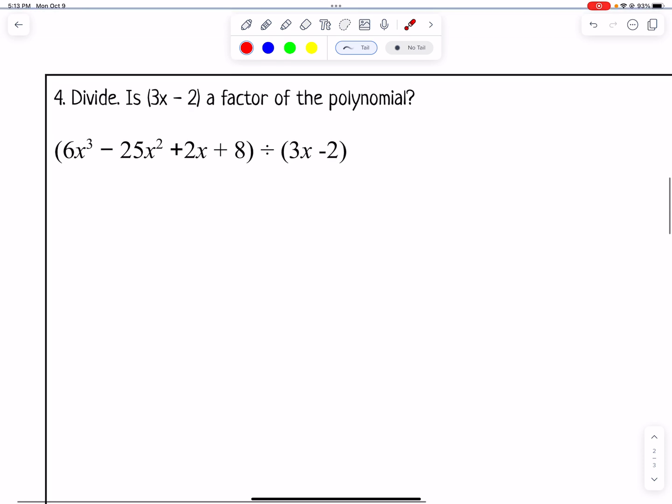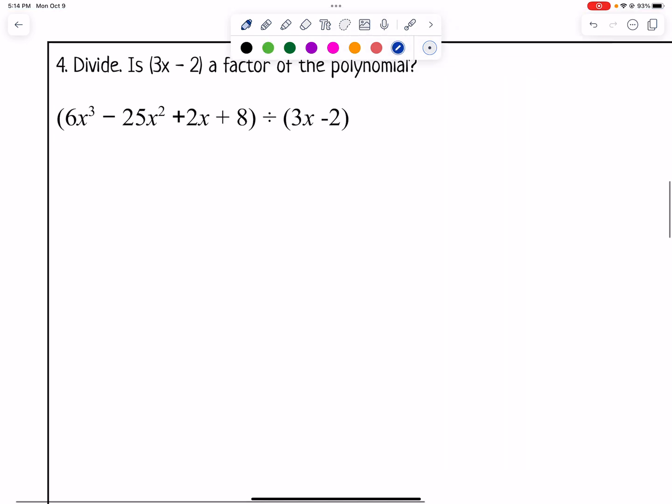Number 4 says to divide and then answer the question, is 3x minus 2 a factor of the polynomial? Notice that's what we're dividing by, so they want to know if our divisor is a factor. So I'm going to get a little smaller pen for this one to have plenty of room to write this out. So I can tell I have a 3 in the front of my divisor. So I want to go ahead and use long division, since that'll be the best method for this one.